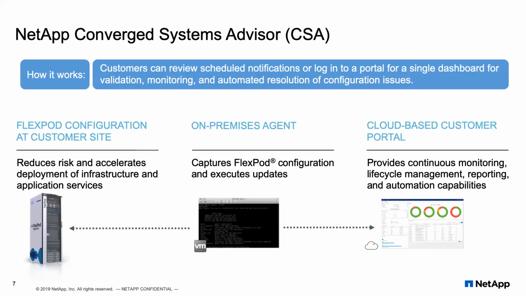There are two primary ways to use CSA as an administrator. One is to have it send you scheduled email reports, and we'll look at how to configure those later on in the webinar. But you'll primarily use the cloud-based web portal for most of your tasks, like checking your FlexPod for validation, rule failures, firmware compatibility, and so on.